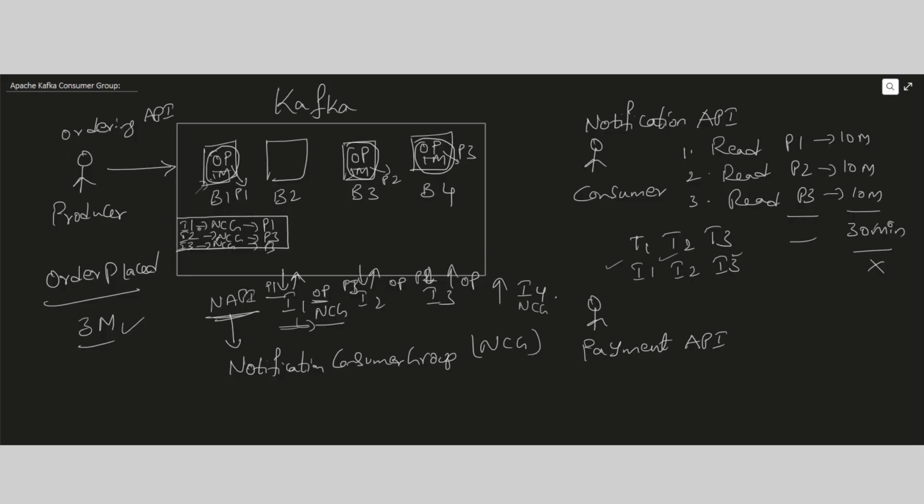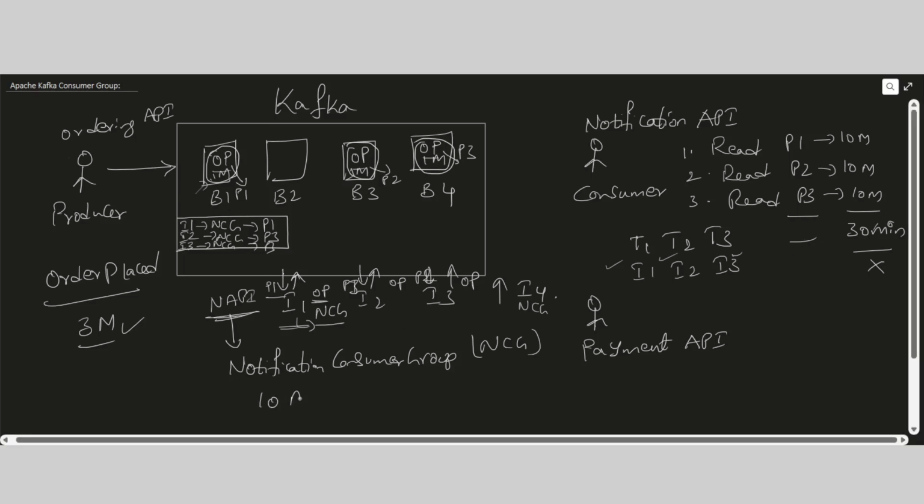So now in this way, if three instances are running in parallel, each will take 10 minutes in parallel. So the total time in which it can read all the 3 million messages is just 10 minutes. So this is the optimal way of reading messages.